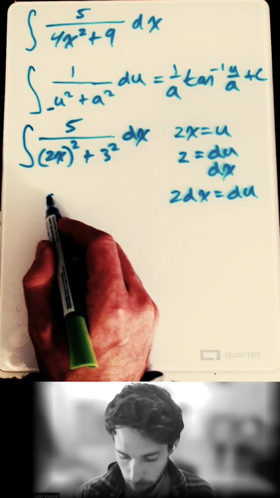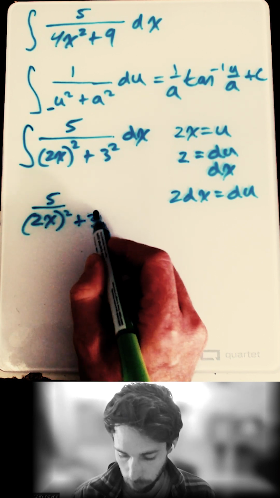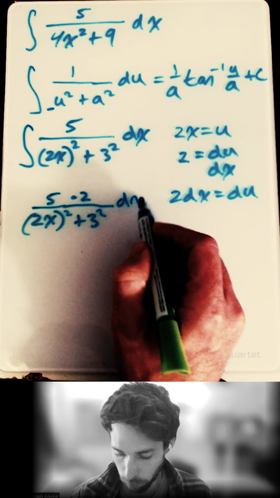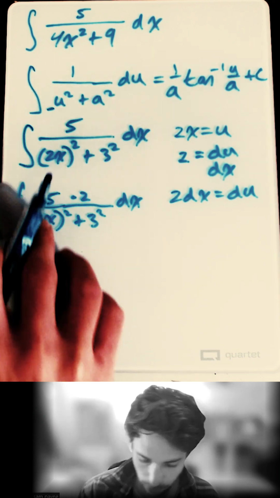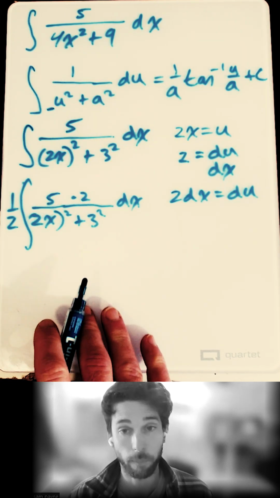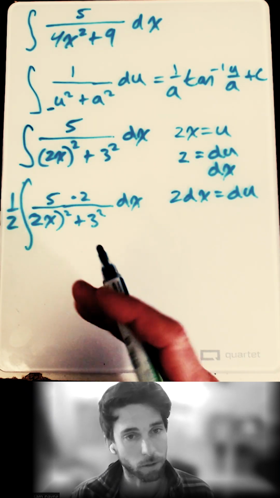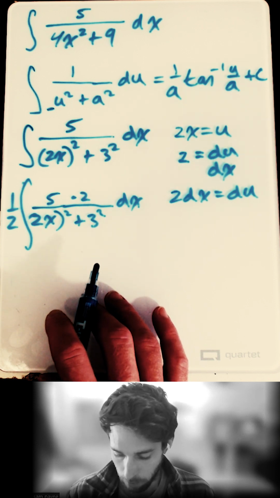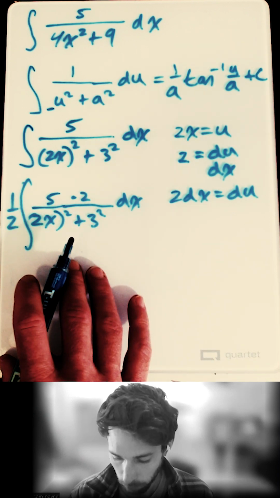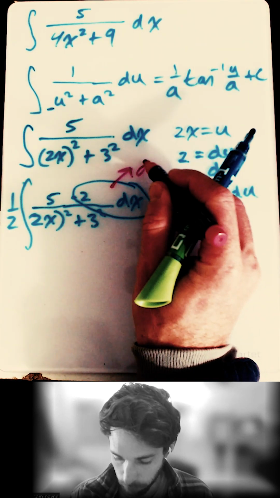Okay, so we're going to rewrite this as 5 over 2x squared plus 3 squared, and we need a 2 dx, right? So times 2 dx. So once we do that, we need to add a 1/2 to the other side of the integral, right? Whatever we do on this side, we have to do on the other side in order to make it equal 1, in order for it to disappear. So now we're pretty much home free. So now we can just integrate this. Well, maybe I should spell this out. This becomes du.